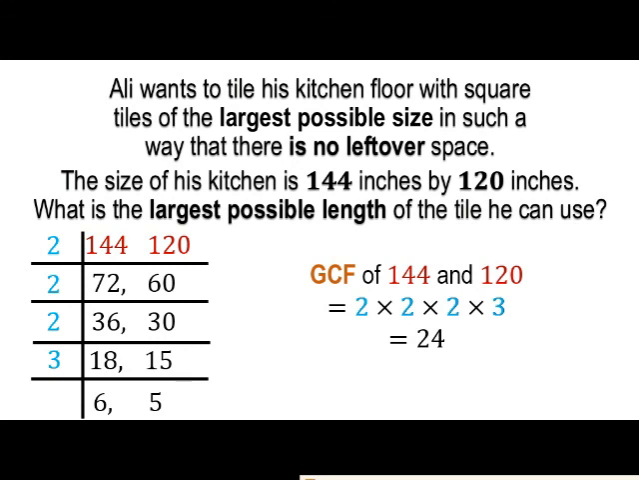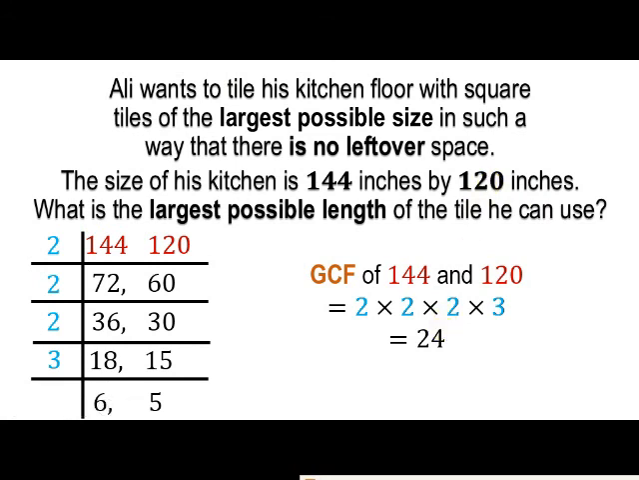At the end of this video, I would like to discuss why we are finding GCF here. If you look at the question, we are looking for a size that 144 can be exactly divided by, and 120 should also be divided by that length. We need to look for one single number that can divide 144 and 120. So that number is 24.